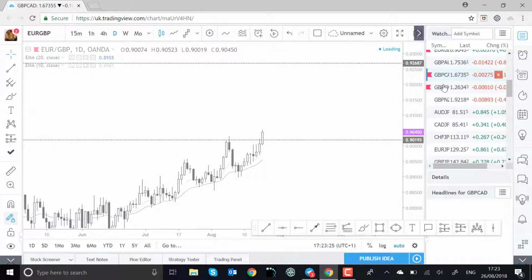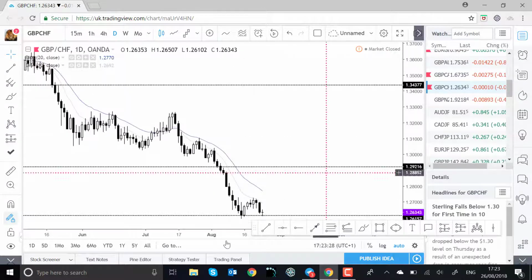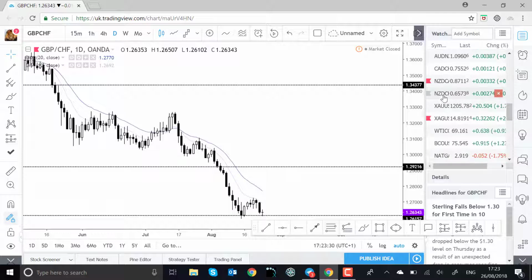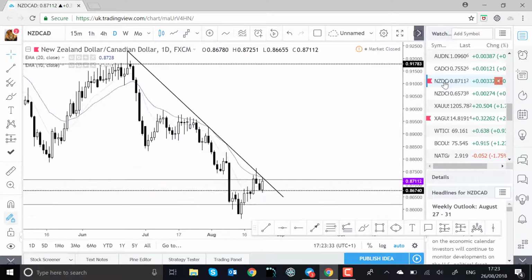Nothing really on the pound pairs. Pound CAD and pound Swiss are kind of at support areas, so I can't do anything with those currently. New Zealand CAD is at a crucial area as well. If we get a breakout of this trend line, we could see the market rally higher.